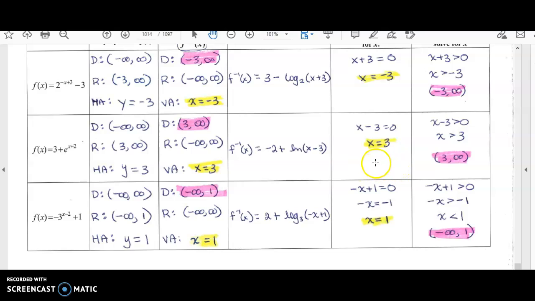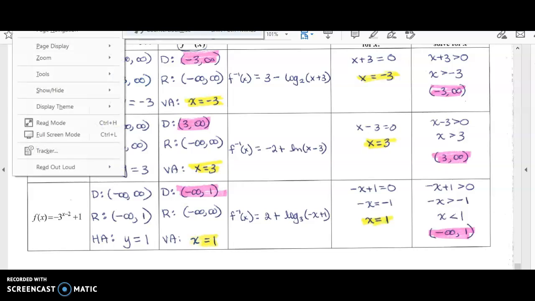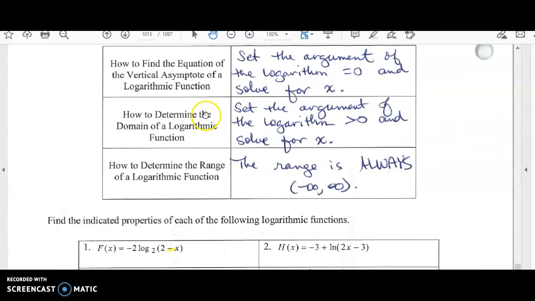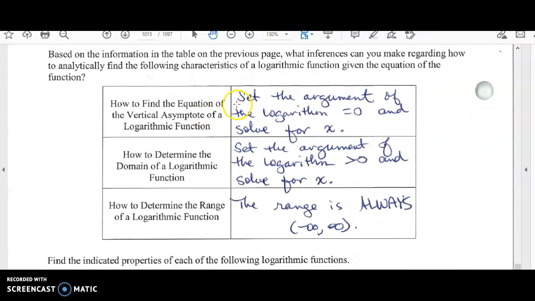Now, if you're allowed to use a graphing calculator, I would encourage you to do so. So again, this is where we left off. So what are the rules? Let me rotate this back. So here is the next part of your notes, where we should establish how to find the equation of the vertical asymptote, as well as the domain of a logarithmic function.